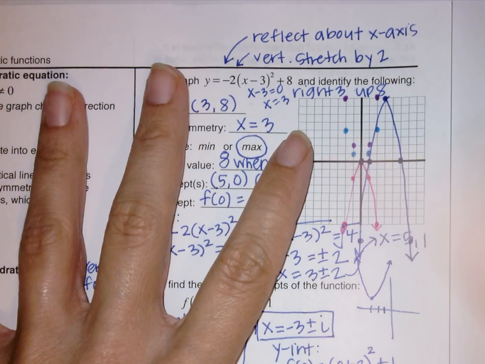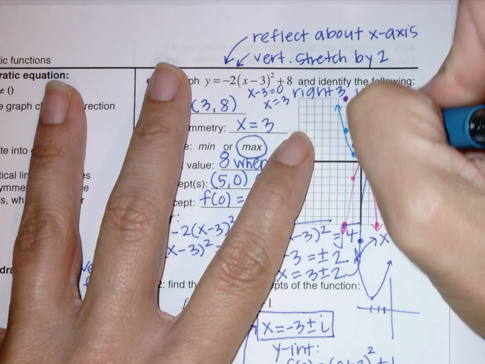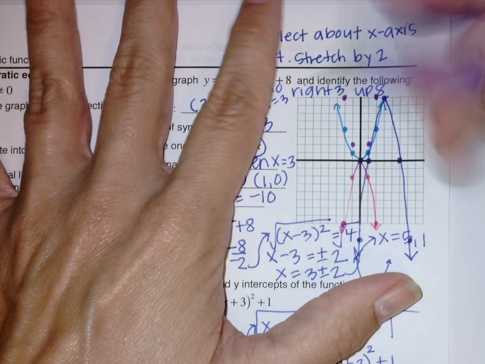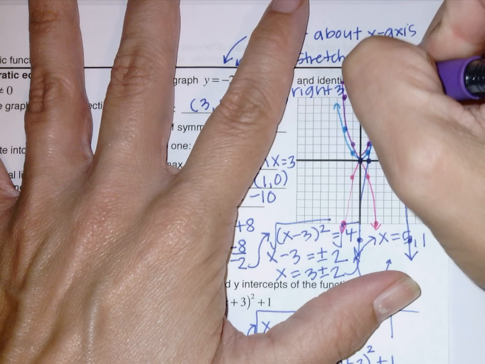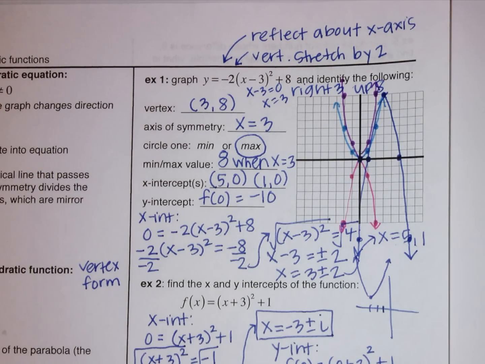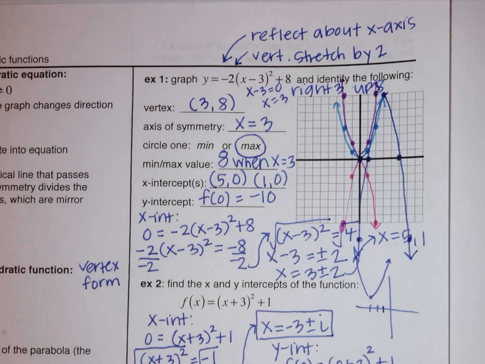So again, this teal colored graph, turquoise colored graph is y equals x squared. The purple one is when I stretch it by 2. The pink one is when I take that stretch graph and reflect it. And then the actual navy blue graph is right 3 up 8. Okay, so that's the first 3 examples.